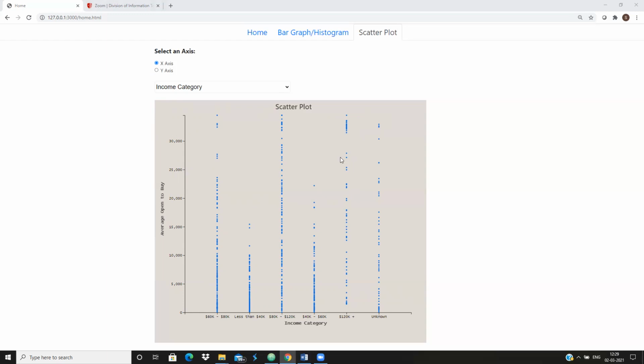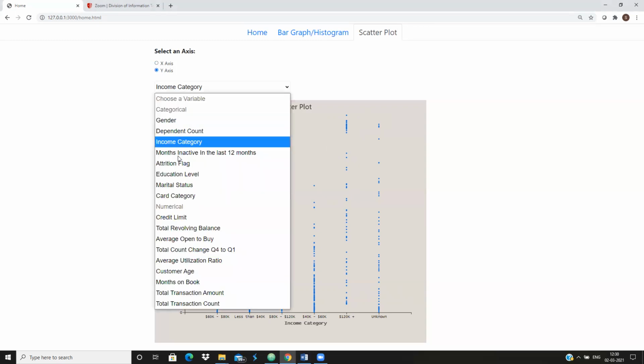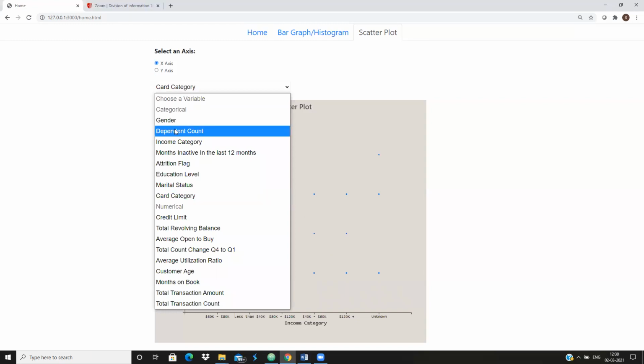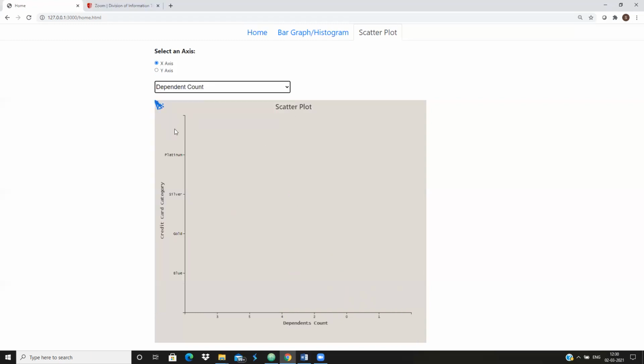Similarly, we can plot categorical versus categorical. So we have explored numerical versus categorical, numerical versus numerical, and this is numerical again versus categorical. If you take two categorical variables, like on the y-axis, let's say we have card category, and on the x-axis we have the dependent count. This is categorical versus categorical data being plotted on the scatter plot.